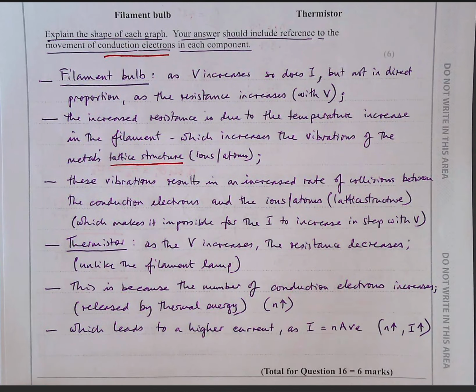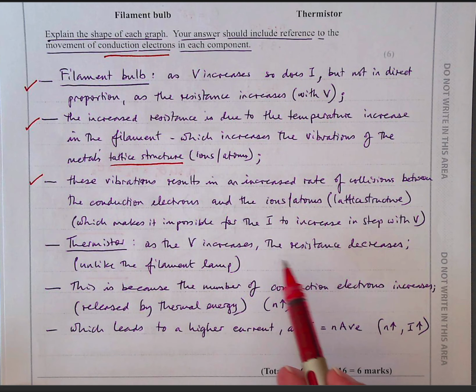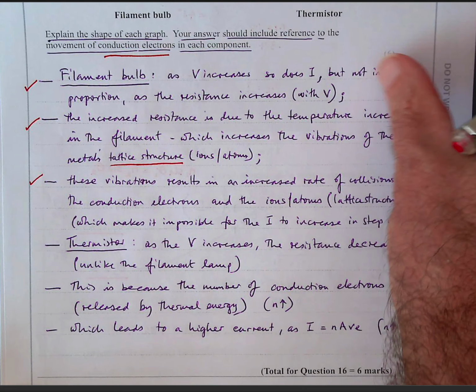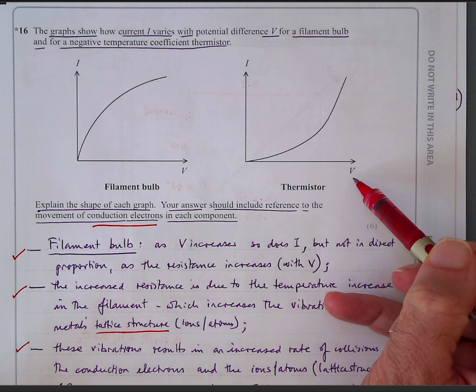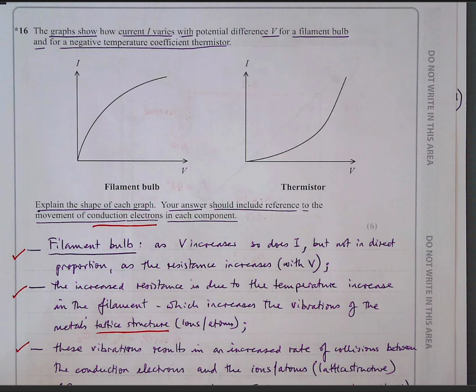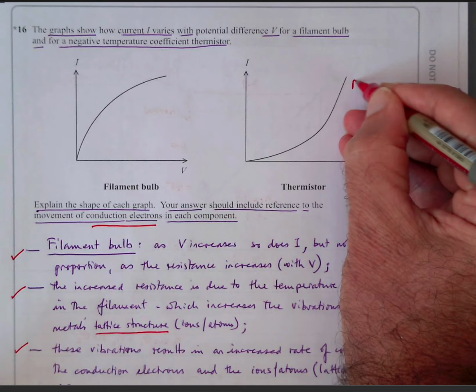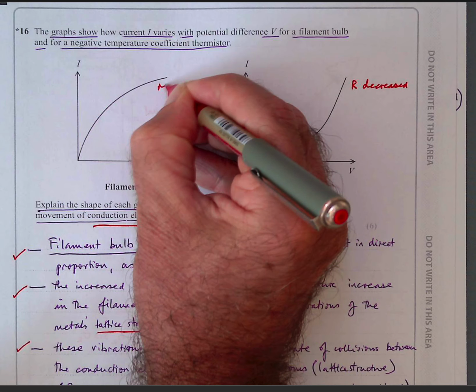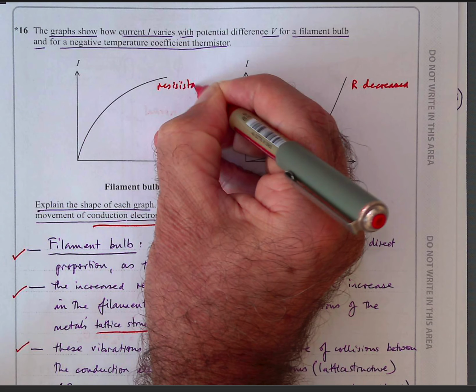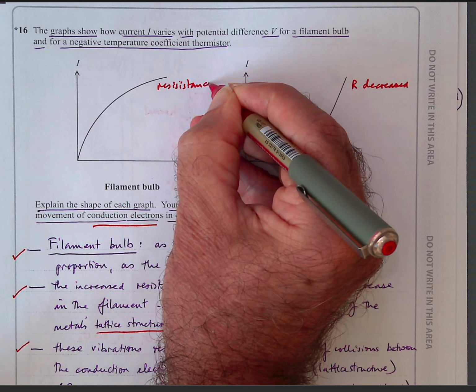For the thermistor, I've underlined filament bulb, underlined thermistor. Now I'm looking at the thermistor graph. In this one, as the voltage increases, the resistance decreases, because this time the gradient is going the other way. This time the gradient is getting steeper, and with voltage on the x-axis, steeper means the resistance is decreasing. So here resistance has decreased compared to the beginning, and here resistance has increased as you go to higher voltages.